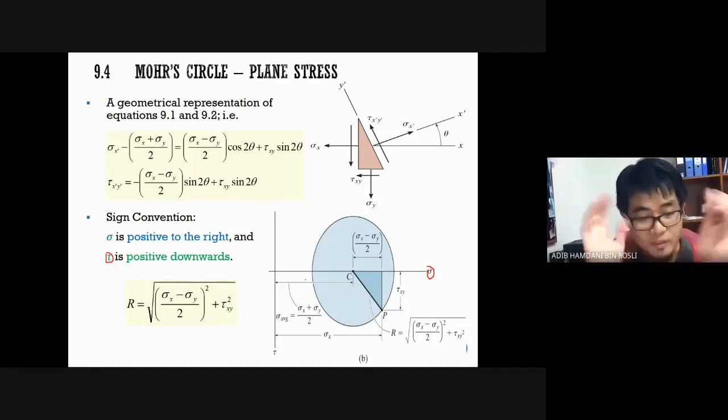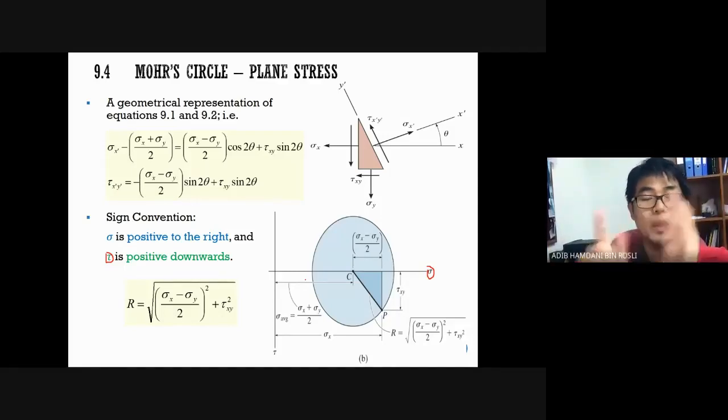So basically, before you draw the circle, because this is a graph, you need to have x and y axes. Your horizontal axis is sigma, the abscissa. It goes positive to the right, like the normal x-axis. While your y-axis, the ordinate axis, is tau, but it goes downwards as positive. You see this tau goes downwards as positive. Don't make a mistake here. If you do it the other way around, everything's wrong, right?